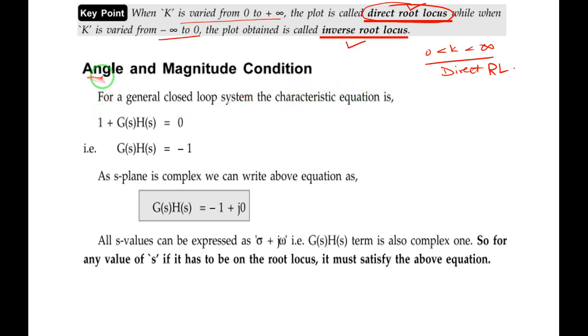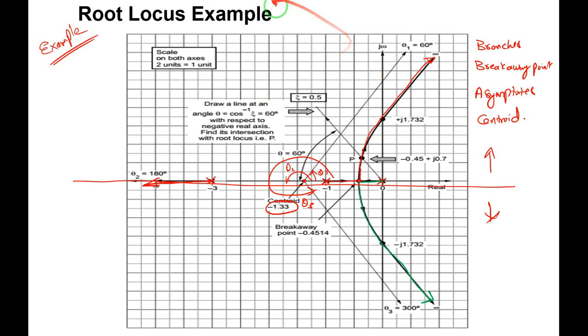Okay, next we'll study the next topic, that is angle and magnitude condition. That was the brief introduction to root locus. Next we'll study the angle and magnitude. Once again I will tell you one line, that the root locus method or technique is a graphical method in order to judge the stability of the given system. That we'll see later, right? How we can judge the stability of the given system by this graph. This is graphical. I got some graph here, right? By this graph I can judge the stability of the system, right?